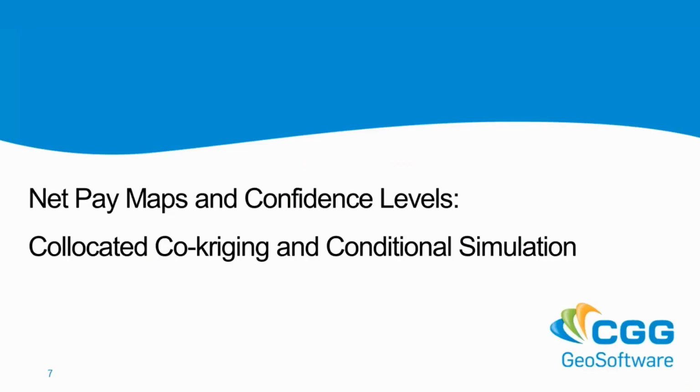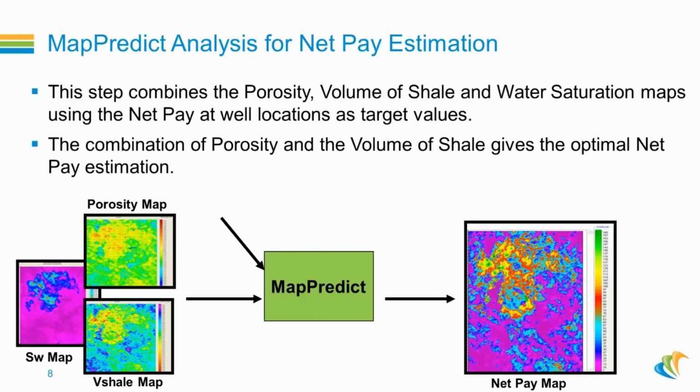The net pay estimation will be derived using collocated co-kriging, and conditional simulation will allow us to judge the confidence levels and to do the uncertainty analysis on those net pay maps. So, net pay analysis for net pay estimation in MapPredict. Here we are starting with maps. We are done with the Emerge program. We predicted the volumes, and we are taking the map averages around the area of interest.